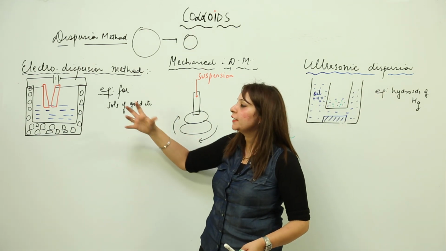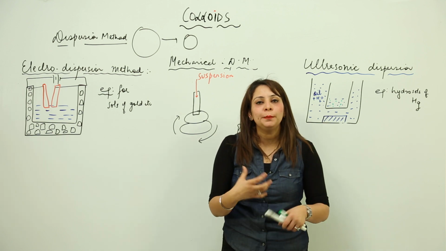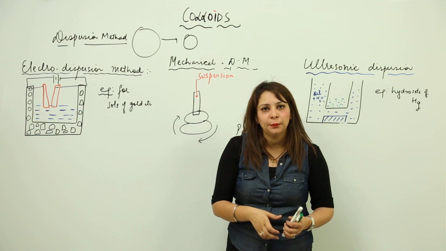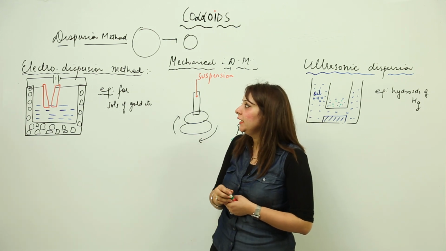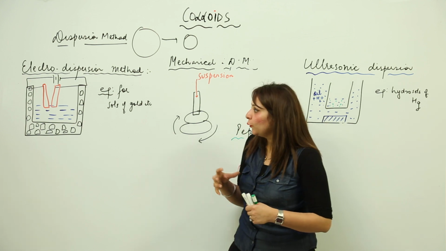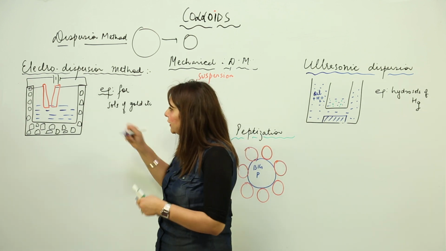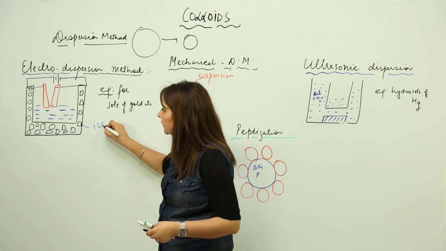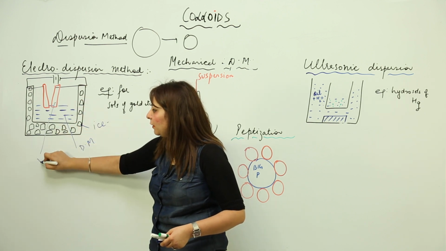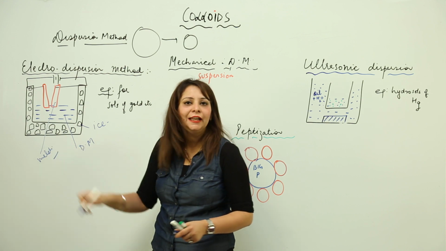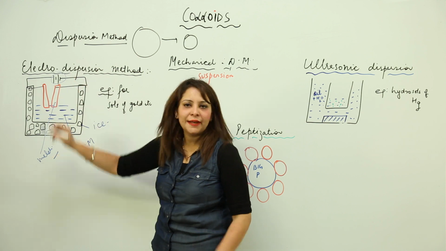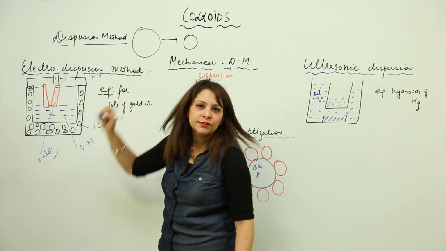As the name suggests, electro means an electric current has to be passed, and on passing the electric current, a bigger particle breaks up into smaller particles. This is actually seen in the case of metals, like a metal colloidal solution. So what do we have here? We have one container which contains ice, another container which contains the dispersion medium, and these metals are made as electrodes. These electrodes are attached by wire to a battery, and here we definitely need a high voltage.